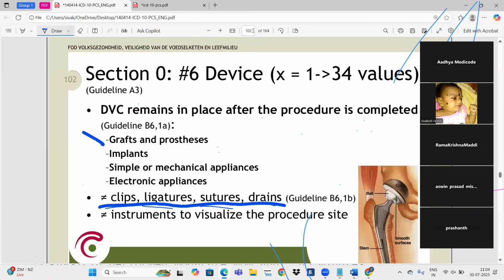Holding that procedure purpose. Ligatures, drains also. If they want to remove any fluid, they will put a drain. After that they will remove it. So it will not remain after the procedure. It was for a temporary purpose. These are not considered as devices. Only these things we need to consider as devices. Note down: graft, prosthesis, implants, simple or mechanical appliances, electronic appliances. These are considered only as devices.